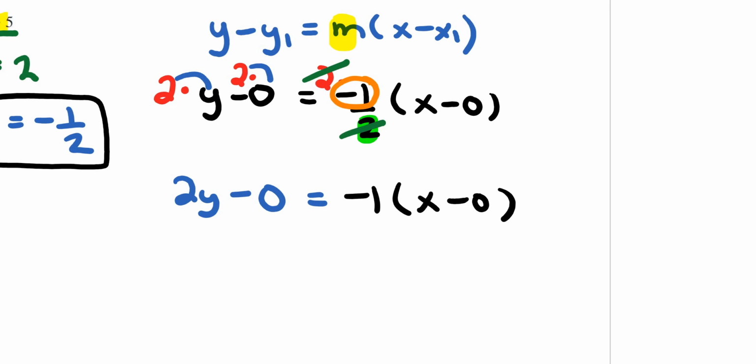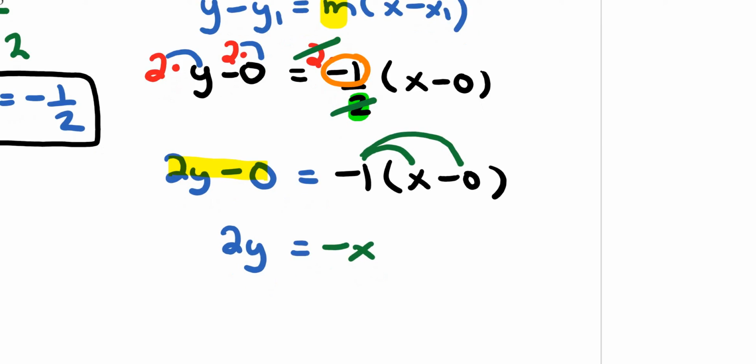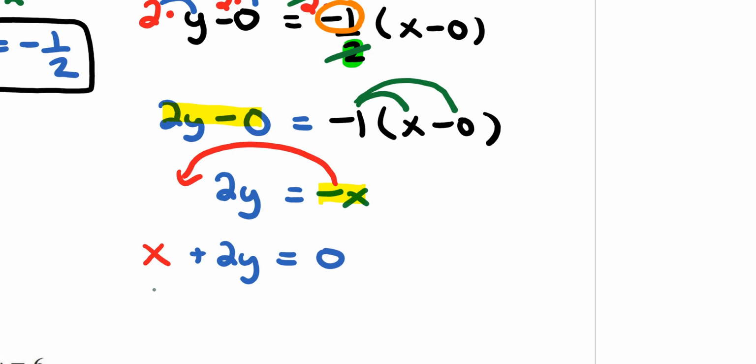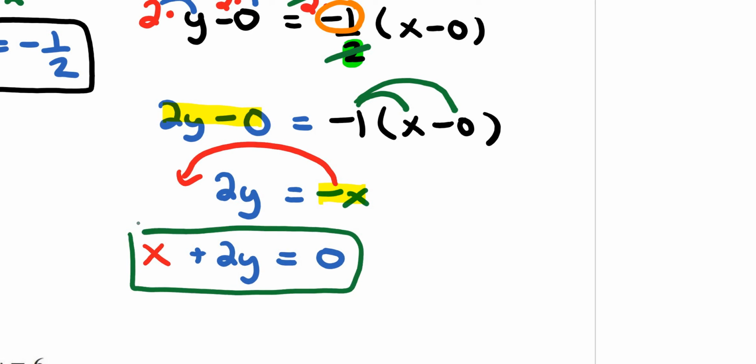Okay. Now on the left-hand side, 2y minus 0, well, that's just simply going to be 2y. And then let's distribute this. Negative 1 times x is going to be negative x, and negative 1 times negative 0 is going to be 0. So 2y equals to negative x. Okay. Let's bring the negative x over to make it positive now. So if I bring this over, that becomes positive x plus 2y equals to 0. And there it is. There is the equation of my line in standard form.